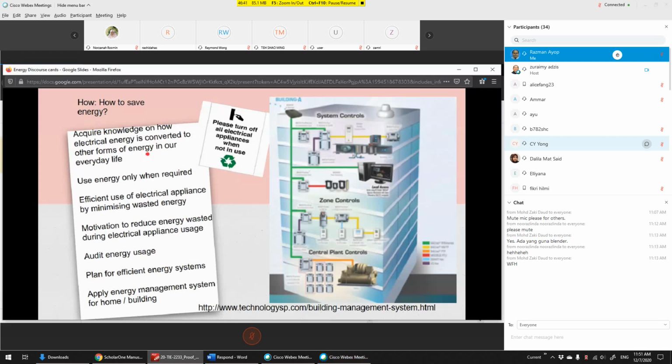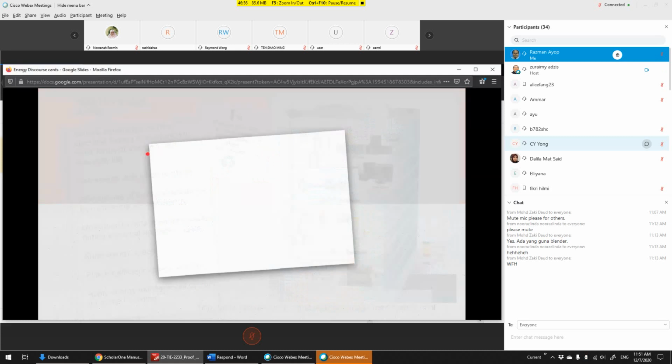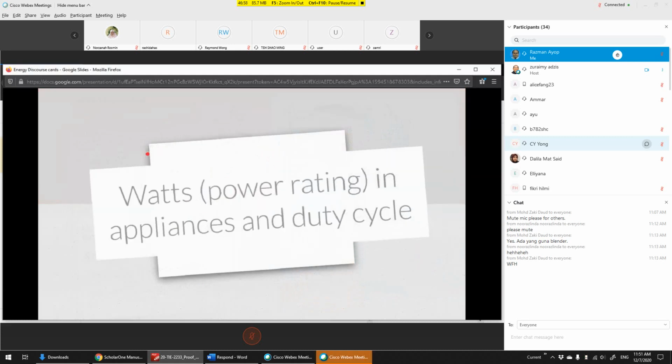But it is for your home, normal home. I don't know, maybe you have a bungalow or whatever. You don't need to have a management system. You yourself can use the technology right now, IoT and so on, to have an energy management system at your home. Okay, next, what's power rating, appliances, and duty cycle?